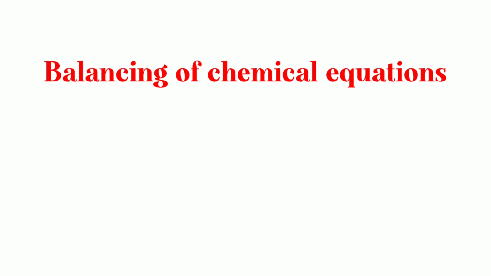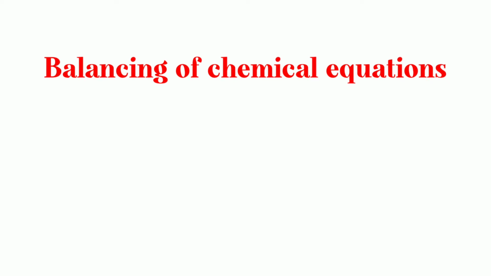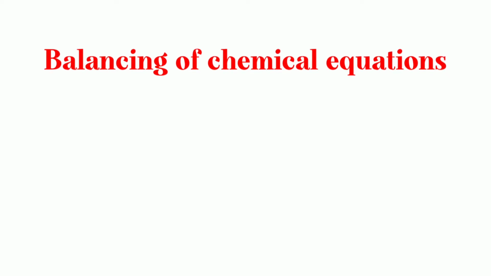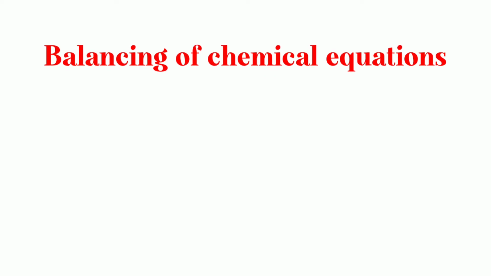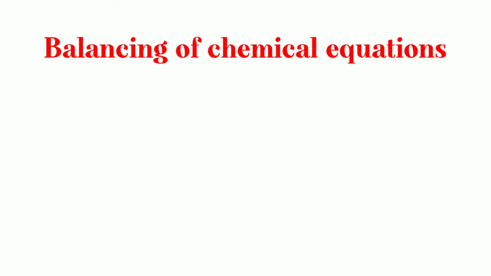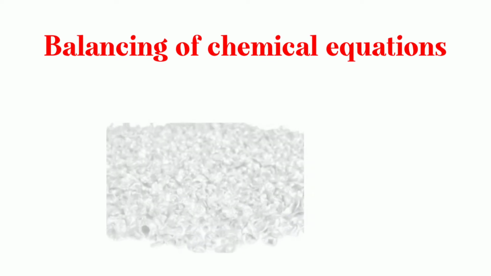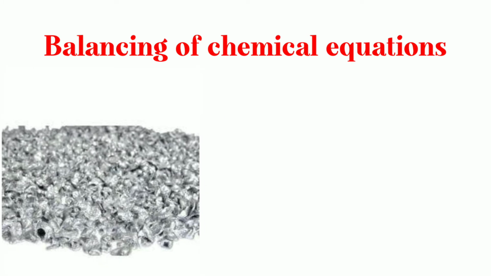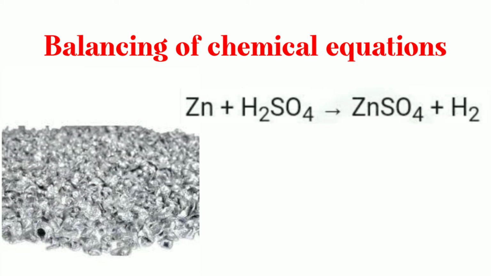The physical states of reactants and products are shown by putting the above state symbols just after their symbols or formulae in an equation. This will become more clear from the following example. Zinc metal reacts with dilute sulfuric acid to form zinc sulfate solution and hydrogen gas. This can be written as Zn + H2SO4 gives ZnSO4 + H2.